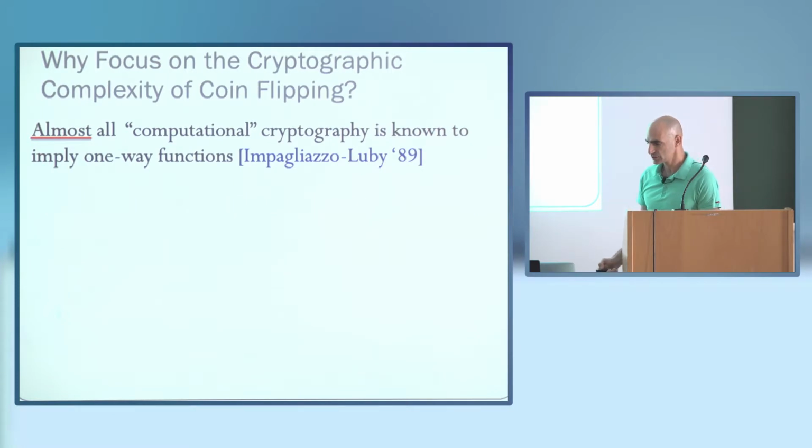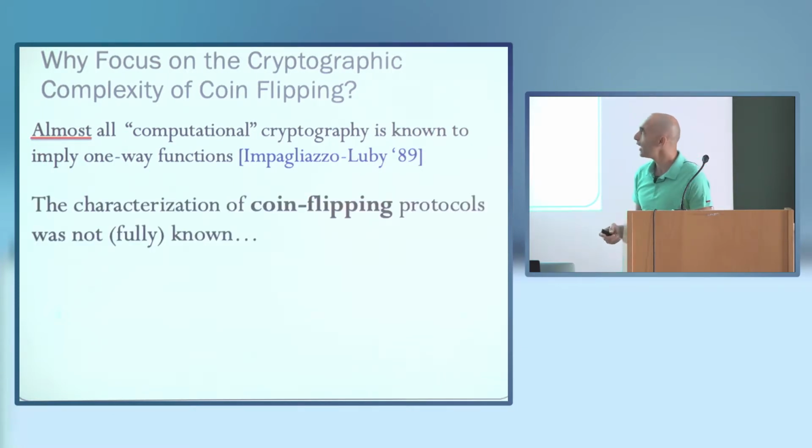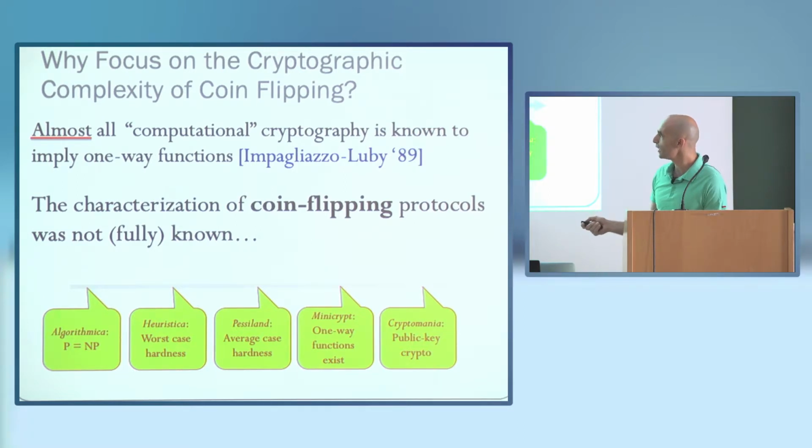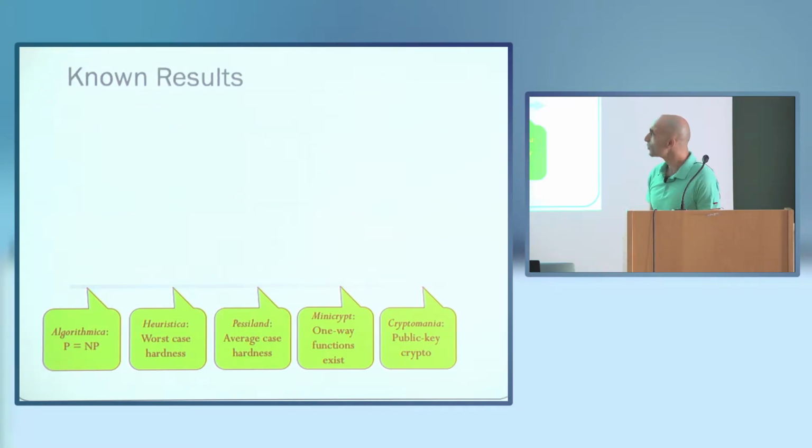Actually, much of what Iftach told you about is going to appear in the background of this talk. So coin flipping maybe, just maybe, is a candidate for something that does not require the full power of one-way functions. And maybe we can settle for a worst case hardness or average case hardness. And this is a very interesting question, if we can have some cryptographic primitive that resides before the full one-way function power.